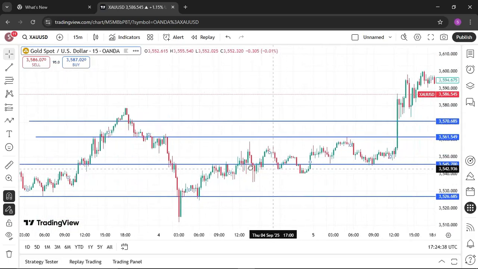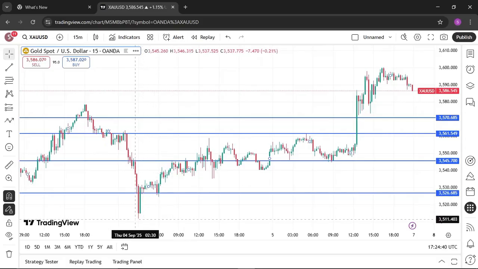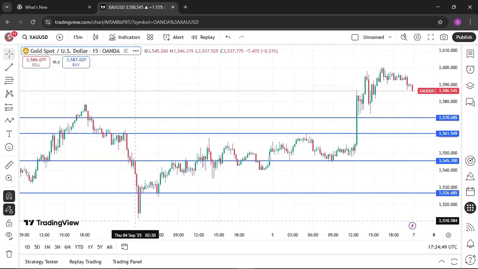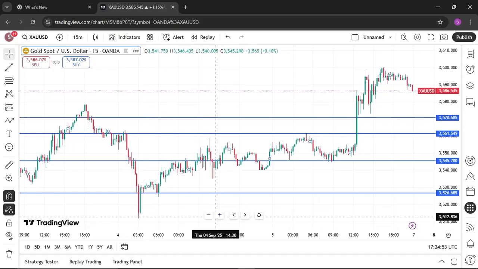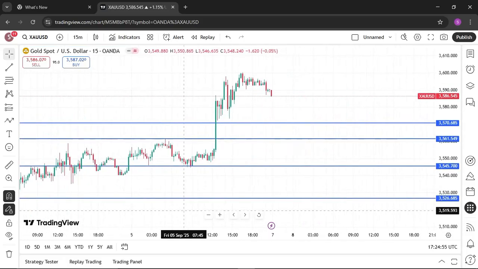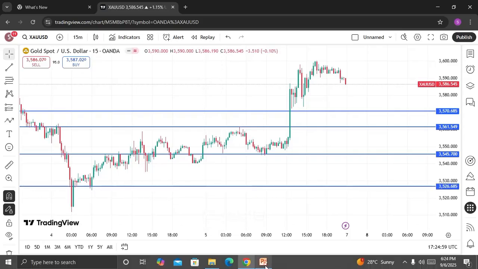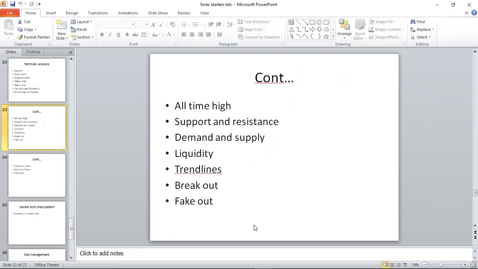Now whenever the market comes down, there is a high tendency that the market might come and sweep this liquidity or reach this zone. So whenever you put your stop loss just below this and the market breaks it, then you are in trouble. You lose a lot of money. And I told you in the beginning, the market is very risky.